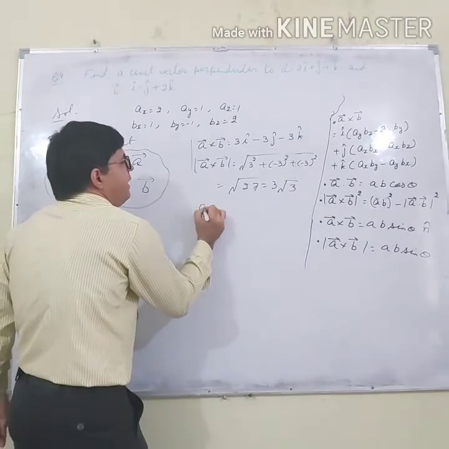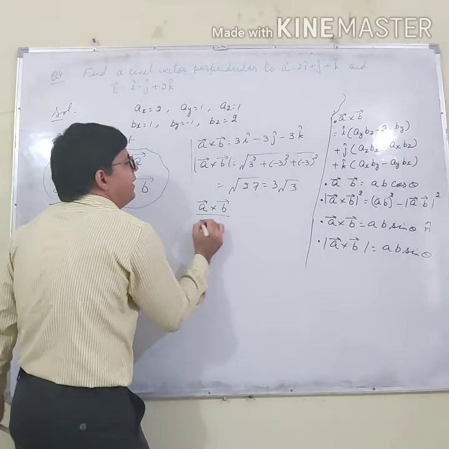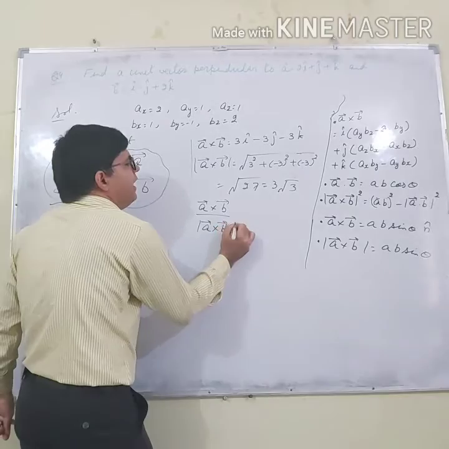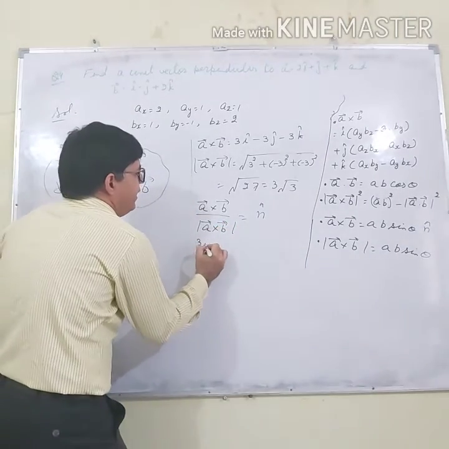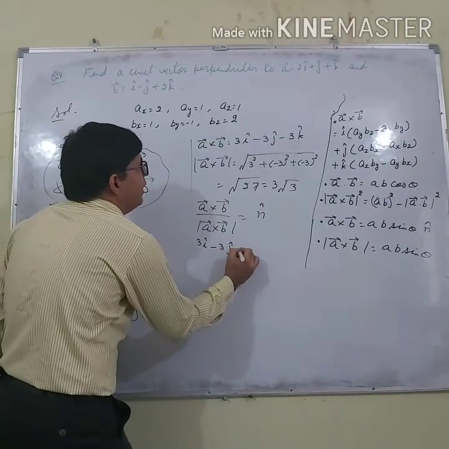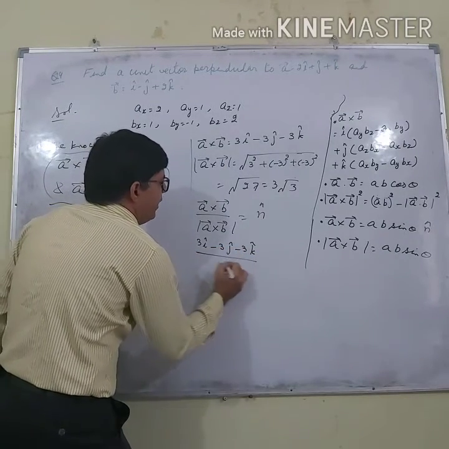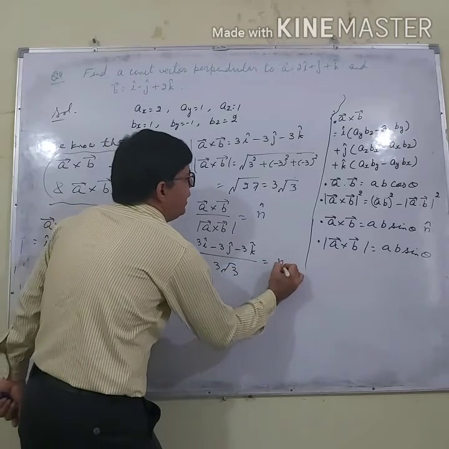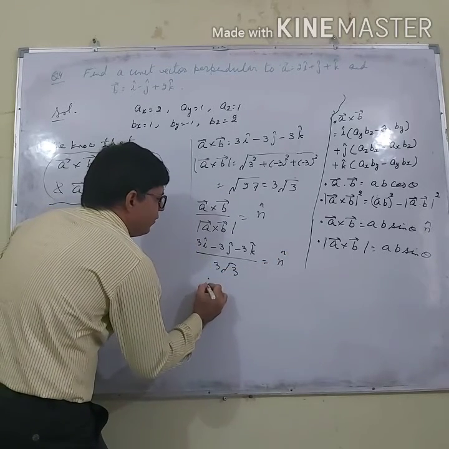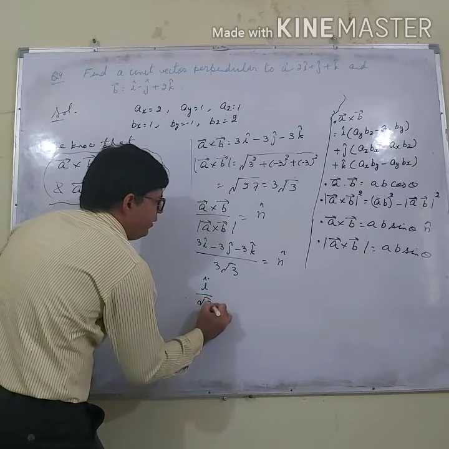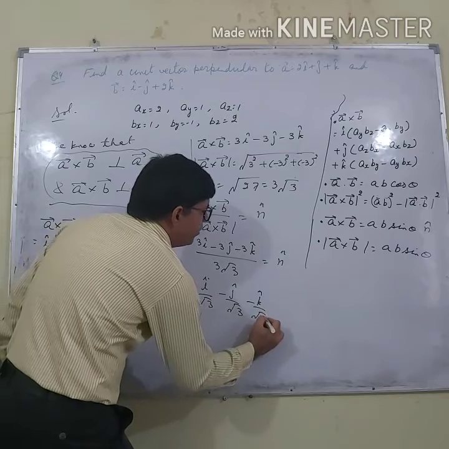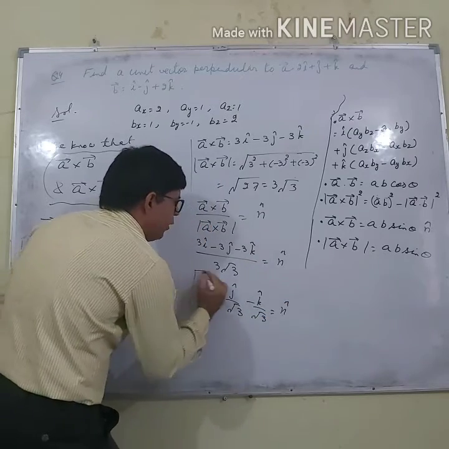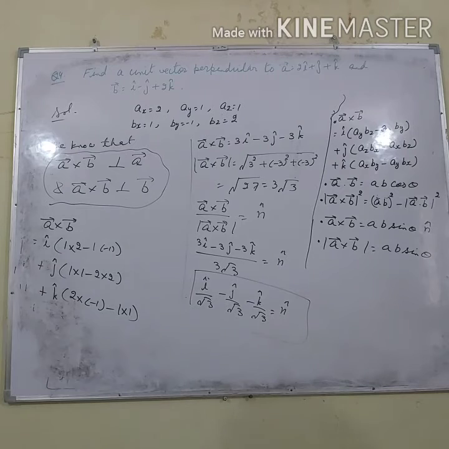Now if I say A cross B vector is divided by the magnitude of this, what will I get? Unit vector. So do this: 3I cap minus 3J cap minus 3K cap by 3 root 3. What do I get? N cap. If you solve this, it will be I cap under root 3 minus J cap under root 3 minus K cap under root 3. So this is a unit vector which is perpendicular to both A and B. Very simple question.